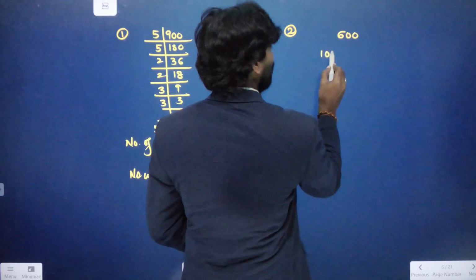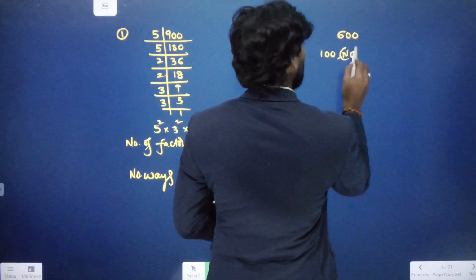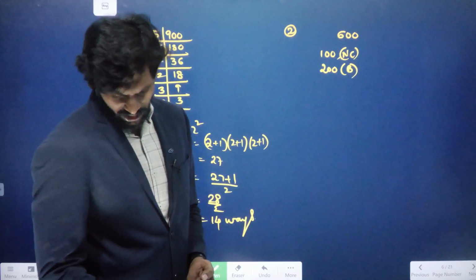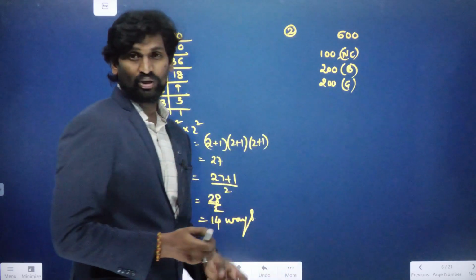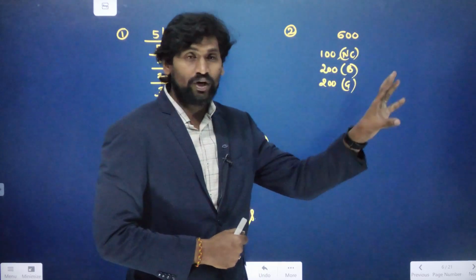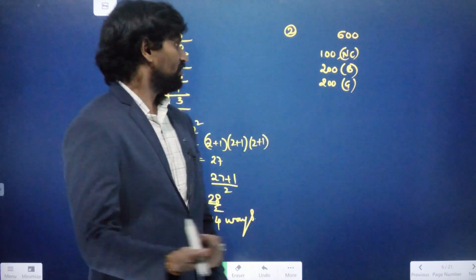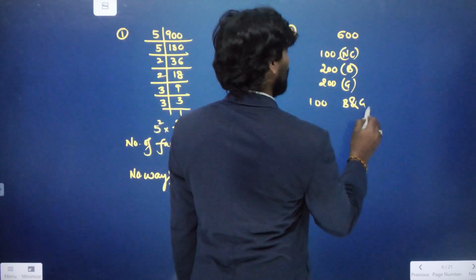600 families, out of them 100 having no children and 200 have only boys. This is for no child. 200 having only boys, and another 200 having only girls. So total number of families are 600, out of them 100 having no children, 200 having only boys, and 200 having only girls. The number of families that have boys and girls, the combination: what are the remaining? Remaining is 100. They are having only boys and girls together.